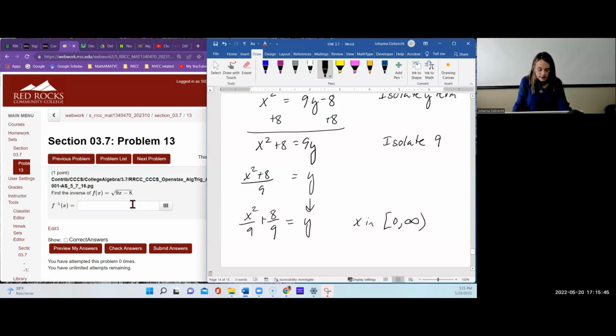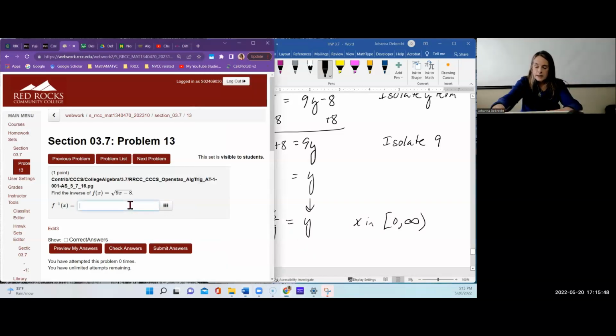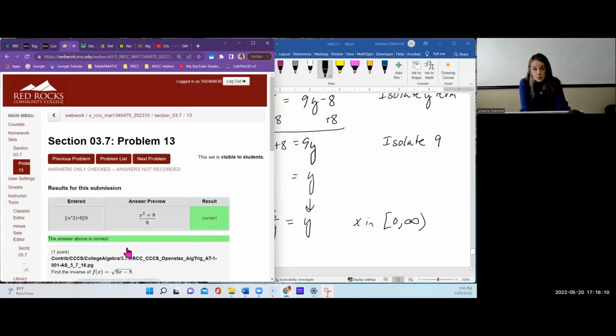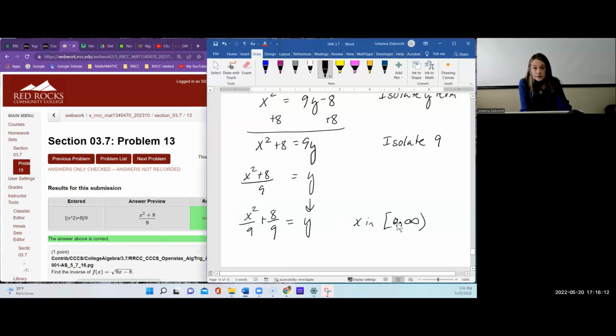I'll probably put in the x squared plus 8, all divided by 9. It didn't leave me a place for the restriction, so I'm going to guess it's simply looking for the equation part, and I'm going to check my answer. That's what it wanted, but keep in mind that there is a restriction on it because of the restriction on the original function. You're swapping domain and range.